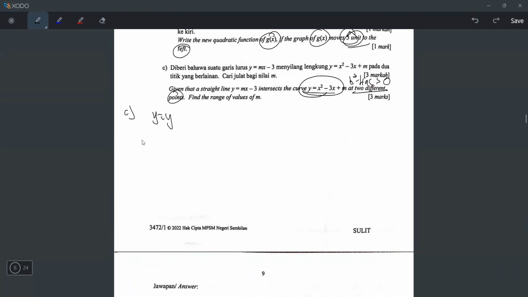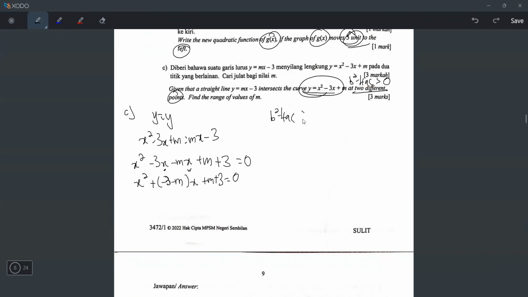So let's do that. x squared minus 3x plus m equals mx minus 3. I use the substitution way to do it. Let's change to general form: x squared minus 3x minus mx plus m, that one is the c, and I will write at the back minus 3 becomes plus 3, equals 0. It's still not general form yet because there's 2x. So I can factorize out the x, left with minus 3 minus m, and then plus m plus 3. Now this is a general form. The A is 1, the B is minus 3 minus m, the C is m plus 3. Now only I will do b squared minus 4ac bigger than 0.